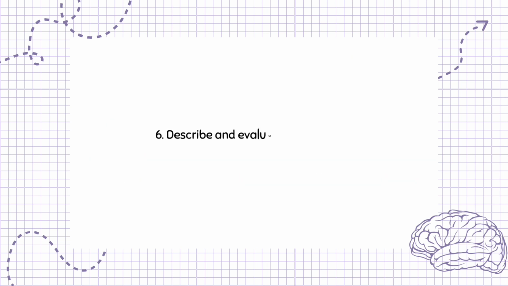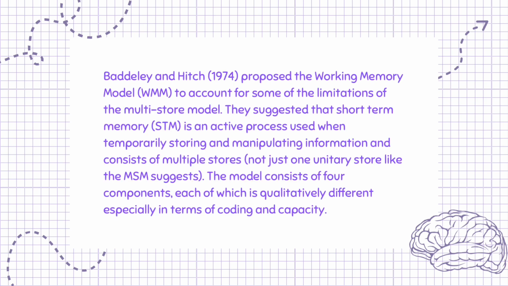Question 6. Describe and evaluate the working memory model. 8 marks. Baddeley and Hitch, 1974, proposed the working memory model, WMM, to account for some of the limitations of the multistore model. They suggested that short-term memory, STM, is an active process used when temporarily storing and manipulating information and consists of multiple stores, not just one unitary store like the MSM suggests. The model consists of 4 components, each of which is qualitatively different, especially in terms of coding and capacity.